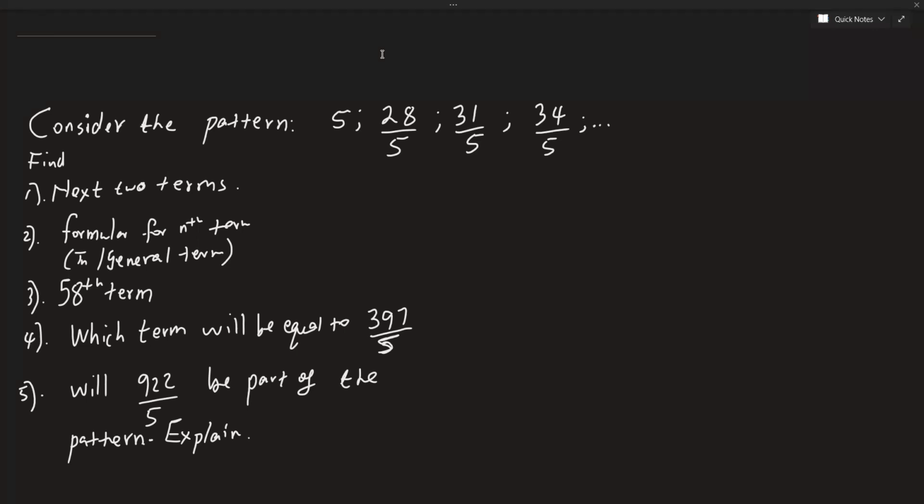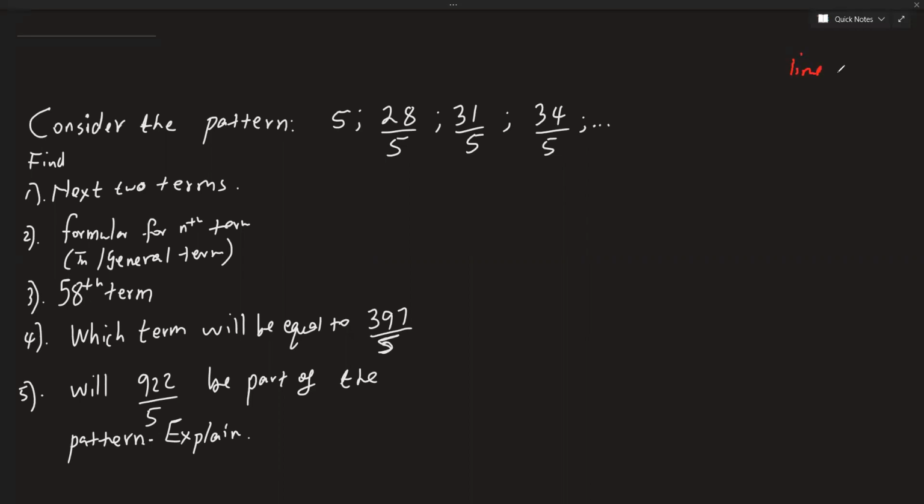In this question, we're going to be looking at number patterns. Okay, so without wasting time, let's get to it. They say consider the pattern 5, 28 over 5, 31 over 5, and then 34 over 5, and so on. Before I even start, I'm going to firstly look at what type of pattern it is. I always ask myself these questions in this order.